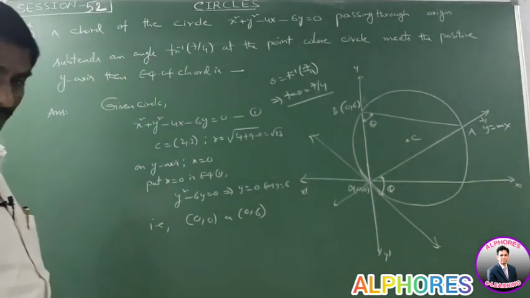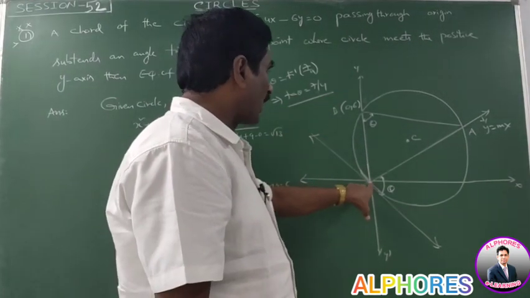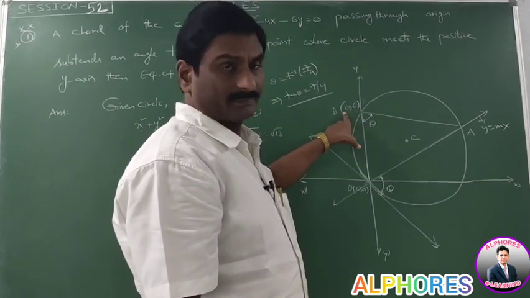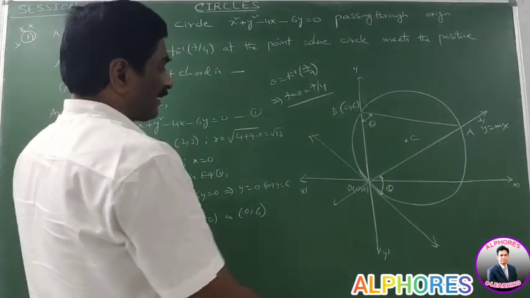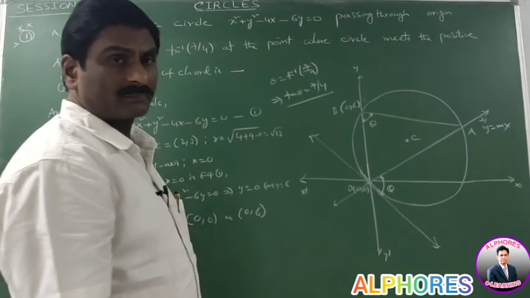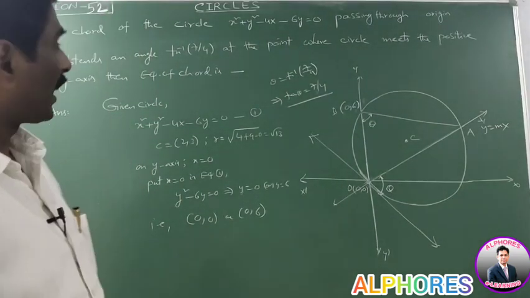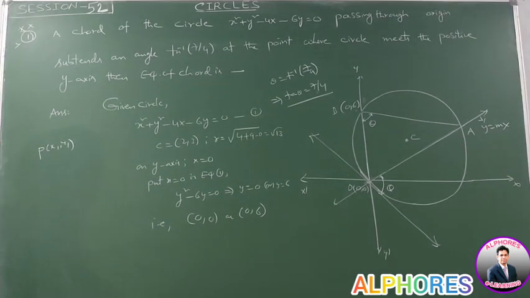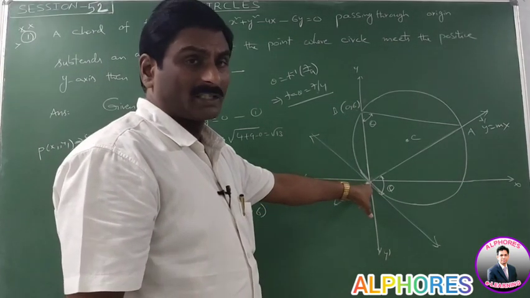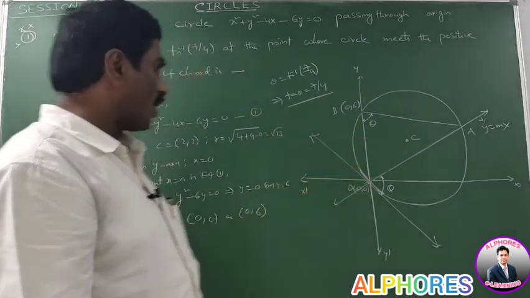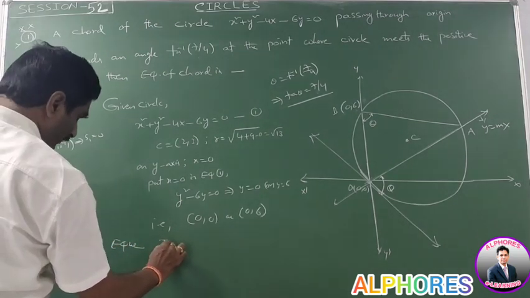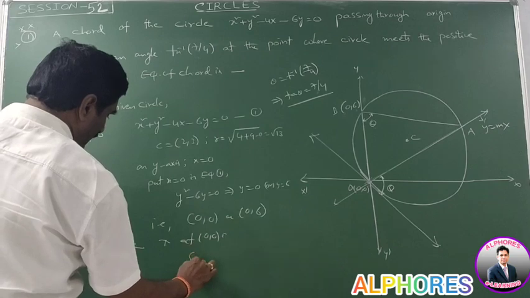Please observe this diagram. The circle passes through origin and cuts the y-axis at (0, 6). This chord subtends an angle theta at B. Next, draw one of the tangents through origin. What is the equation of the tangent at P(x1, y1)? If P(x1, y1) is any point on the circle, then the equation of the tangent at that point is S1 = 0. Here, the circle passes through the point (0, 0), so (0, 0) is one of the points on the circle. So the equation of tangent at (0, 0) is S1 = 0.